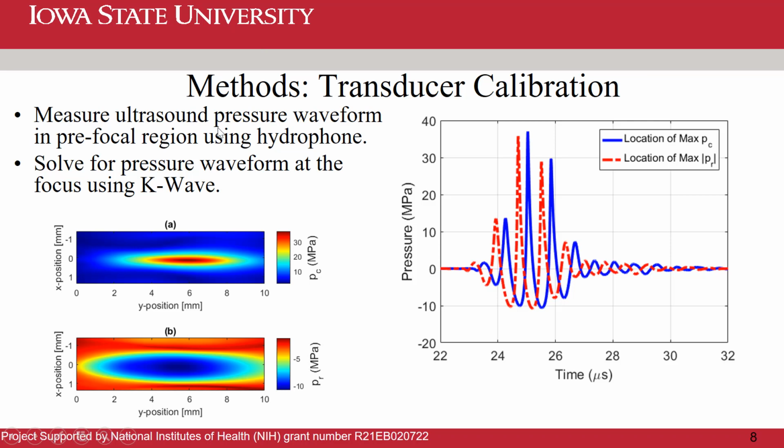So we measured the ultrasound waveform in the prefocal region using a hydrophone, and then extrapolated into the focal region using K-Wave, which is free software that's available for that. Shown here are our peak compressional pressures and peak rarefactional pressures in the focal region. Obviously, they look different in terms of their shape because of nonlinear propagation, and that's even more emphasized when you look over here in terms of the time domain waveform. So here we have the time axis and the pressure, and these two curves correspond to the location of max peak compressional pressure in blue and max rarefactional pressure in red. And you can see they're highly distorted, highly nonlinear, a lot of harmonic content here, which is what happens when you go to these high intensities that are used in histotripsy type of exposures.